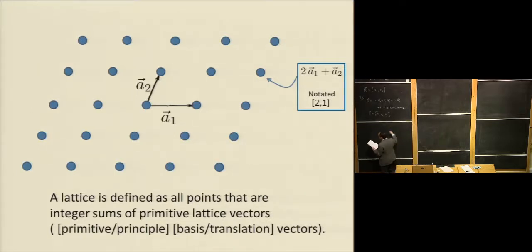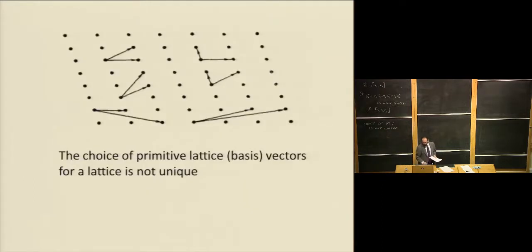One thing that you should be aware of is that the choice of primitive lattice vectors, of PLVs, is not unique. So you can choose different sets of primitive lattice vectors, and they're perfectly OK. For example, you could choose these two things as primitive lattice vectors. You could choose these two things. The important thing is that any point on the lattice should be expressible as an integer sum of the primitive lattice vectors. OK? So far, so good?